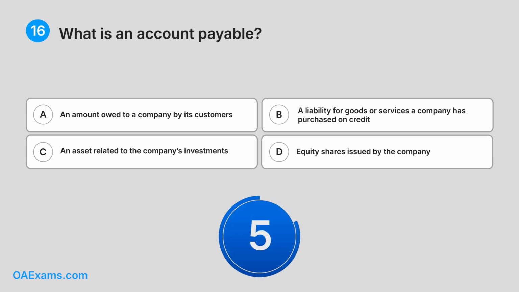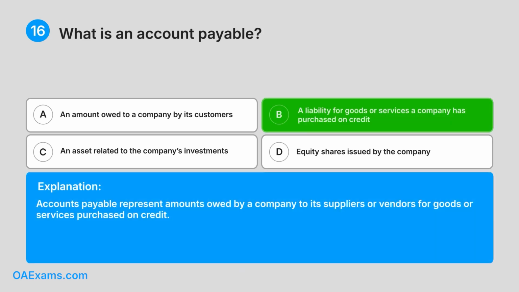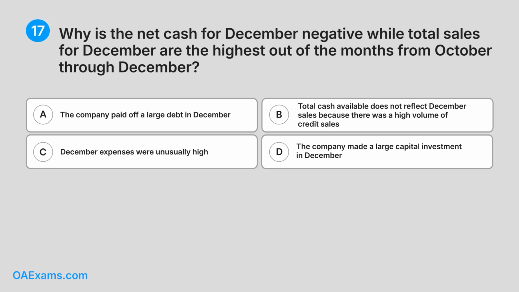Do you know the answer? Correct answer. B. Explanation. Accounts payable represent amounts owed by a company to its suppliers or vendors for goods or services purchased on credit. 17. Why is the net cash for December negative, while total sales for December are the highest out of the months from October through December?